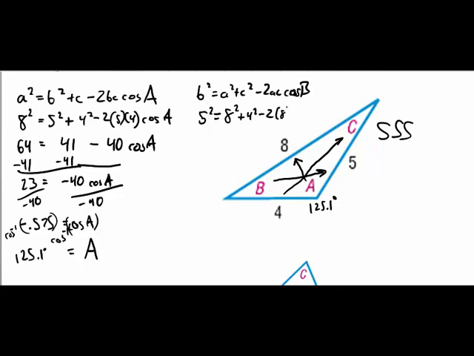Minus 2 times 8 times 4 cosine B. And again, this is what we don't know. So I got 25 is equal to, now 8 squared plus 4 squared, or 64 plus 16 is 80, minus 2 times 8 times 4, which is 64 cosine B. Subtract 80 from both sides, because I cannot combine these two whole numbers.